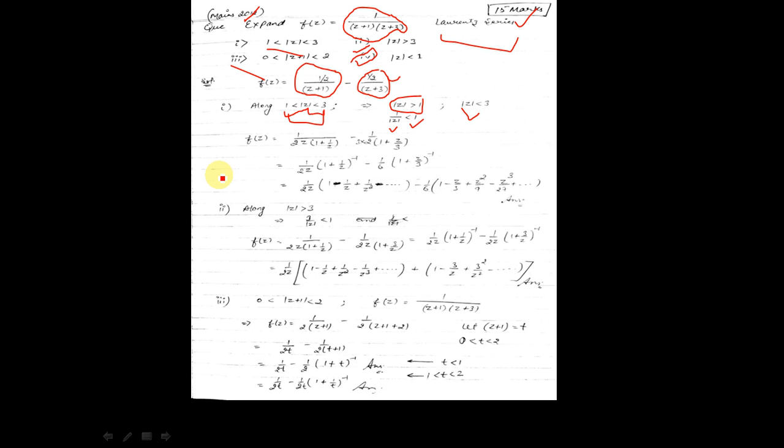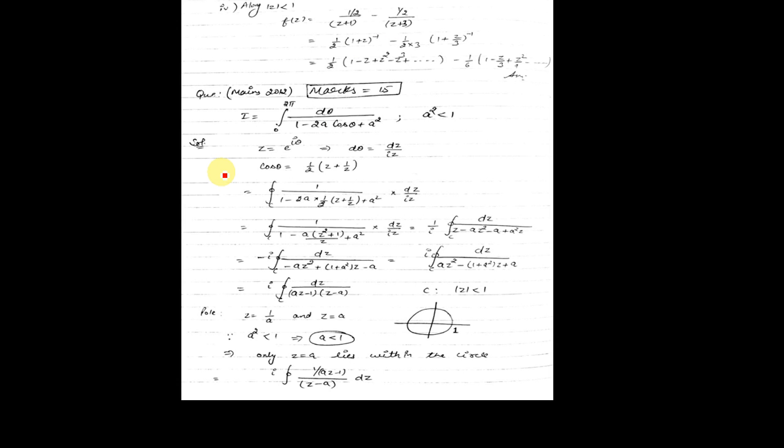This was a very good question asked in the UPSC 2015 for 15 marks, and in 2012 it was asked. The question was integral from 0 to 2 pi. Here this 2 pi is already given, which means the circle is of 1 unit, and this cos theta is replaced by 1 by 2 into z plus 1 by z. So just put the value and do the simplification.